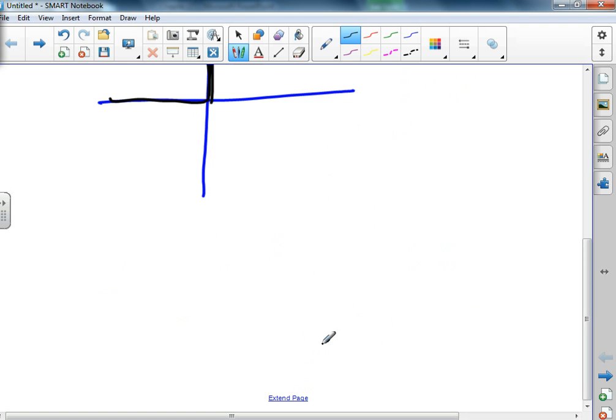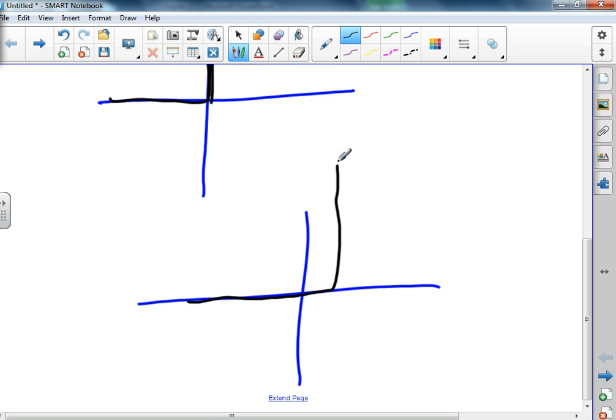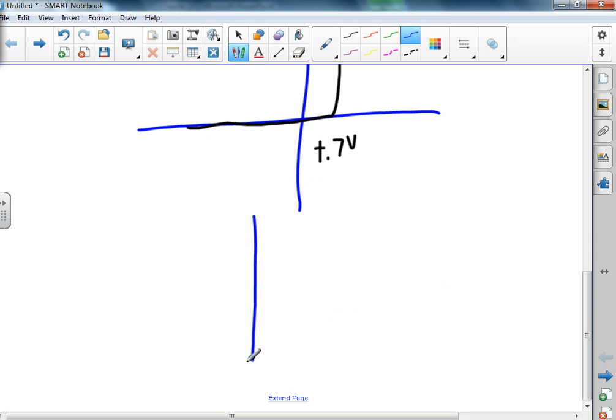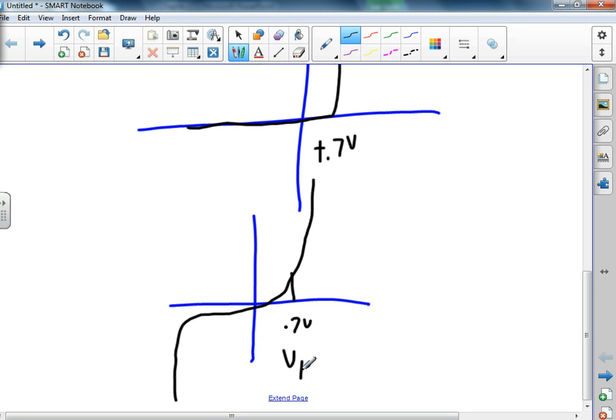And then my second approximation of the diode would be a similar thing, saying that there's a forward voltage that I need before it turns on at 0.7 volts. So we could do that. And then my third approximation of a diode would be something that would look like this. And I'd have some knee at 0.7 volts, and we call that the knee voltage.